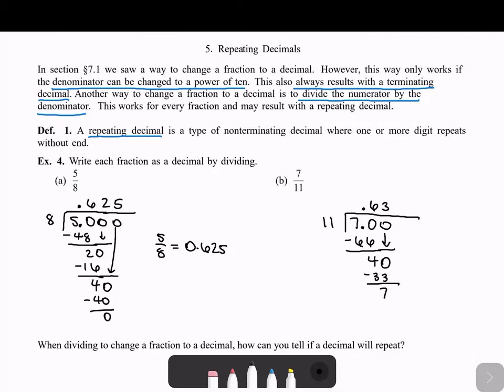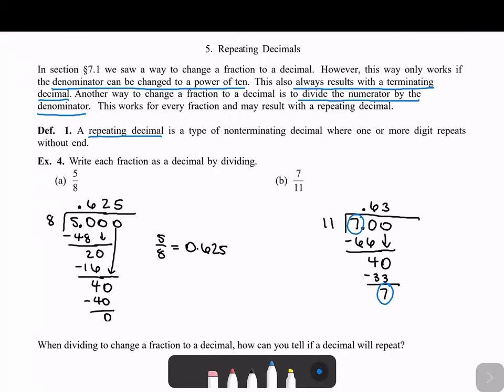So at this point, you can actually stop, because we got a dividend that matches our original one. 7 was our original dividend, and now here we have a 7. So this process is just going to repeat. If we bring down a 0, 11 goes into 70 6 times with a remainder of 4. 11 goes into 40 3 times with a remainder of 7. And this process will just repeat over and over. There's no way that we'll ever get a remainder of 0. We're going to get a remainder of 7, and then a 4, and then a 7, and then a 4. And it's just going to keep going.